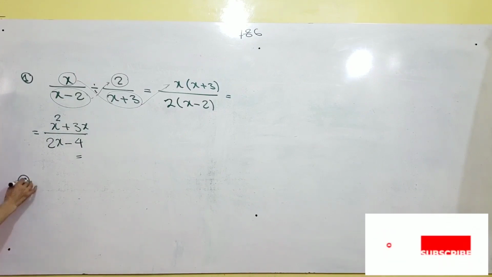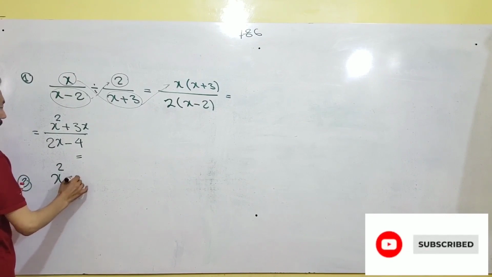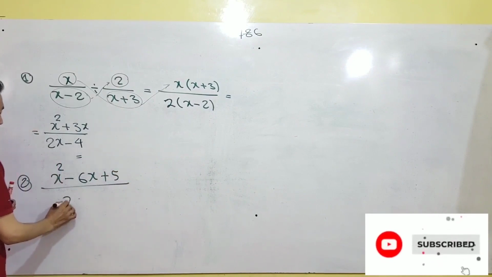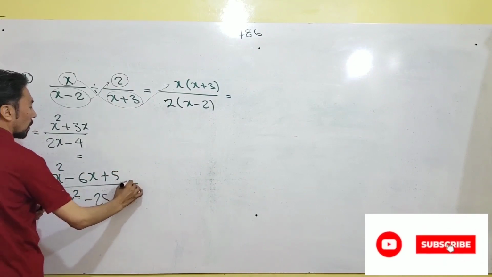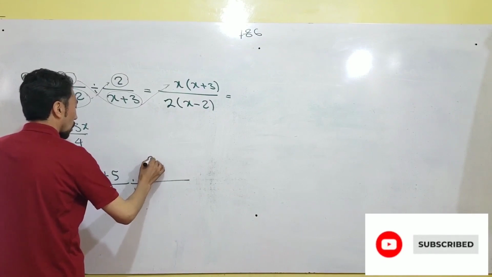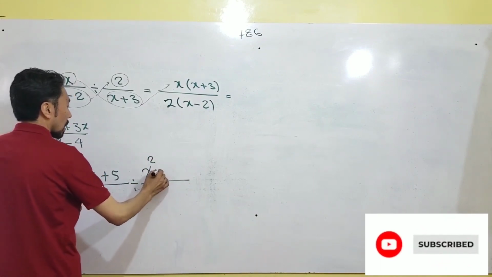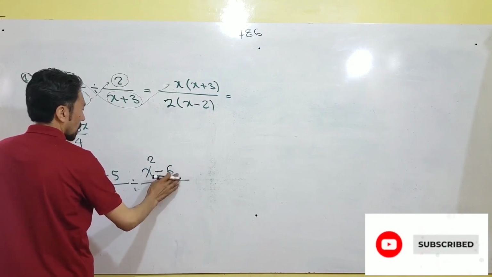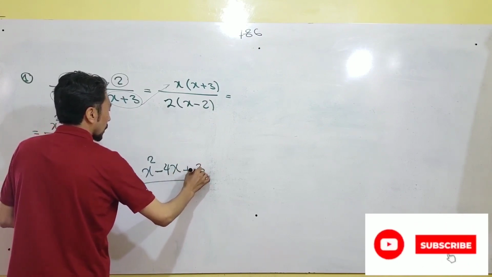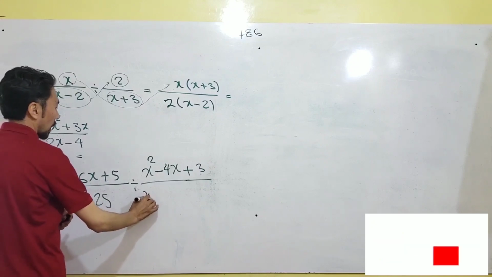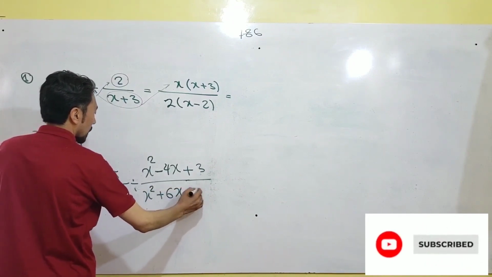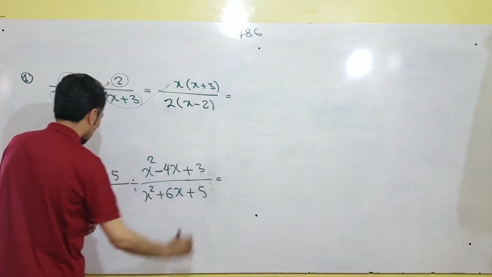And I take another example. For example, we have x squared minus 6x plus 5 over x squared minus 25 divided by, for example, x squared minus 4x plus 3 over x squared minus, for example, 6x plus 5.